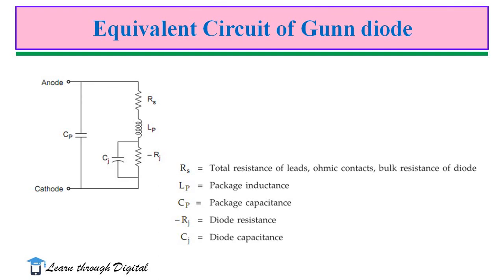This figure illustrates the electrical equivalent circuit of a Gunn diode, where Rj and Cj are the diode resistance and diode capacitance, Rs is the total resistance of leads, ohmic contacts, and bulk resistance of diode, and Lp and Cp are the package inductance and capacitance respectively.